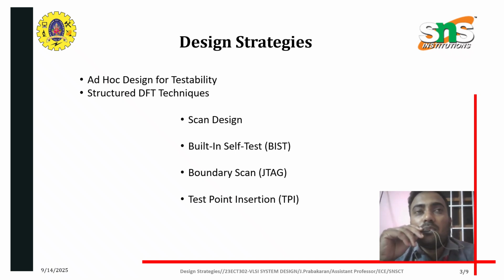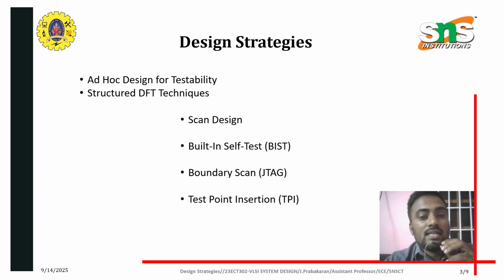The flip-flop in scan-based testing is replaced by an SFF, scan flip-flop. This enables shifting in test vectors and shifting out the captured response. It greatly increases the controllability and observability. Already we know what controllability and observability are. Here there are a lot of variants. The first one is full scan test and partial scan test. Also it has boundary scan test.